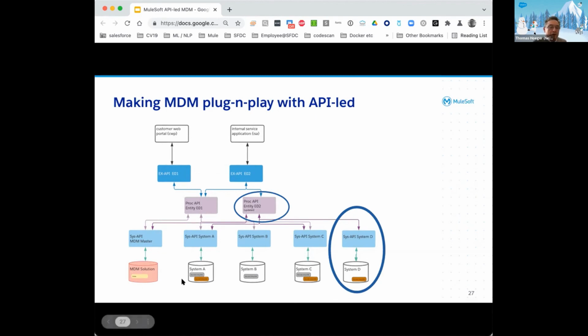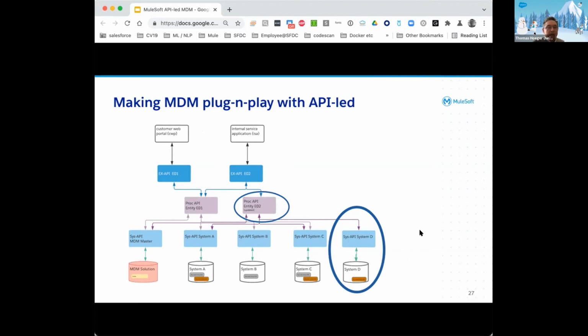But the overall picture, what you see, does not have any influence on your internal service application or your customer web portal, because for them it's completely agnostic. They just go through their experience APIs and get it from there. And the other systems in the game do not even realize that there is a change, or that there is a system coming from.